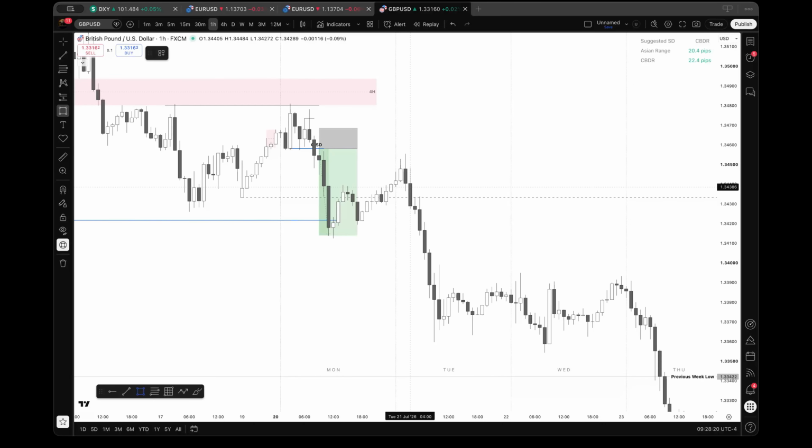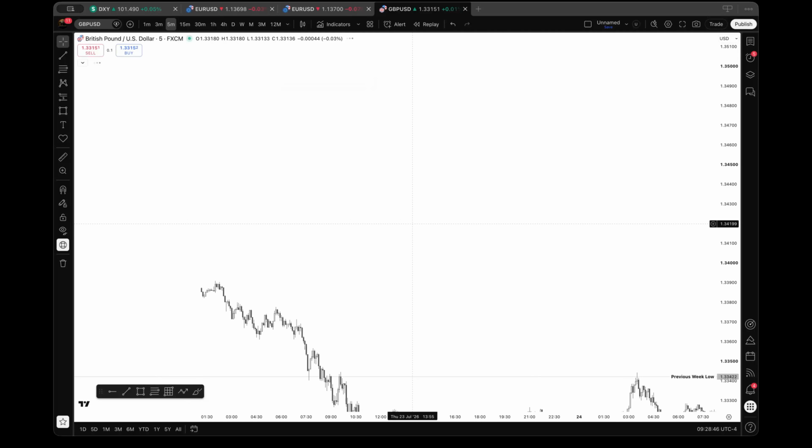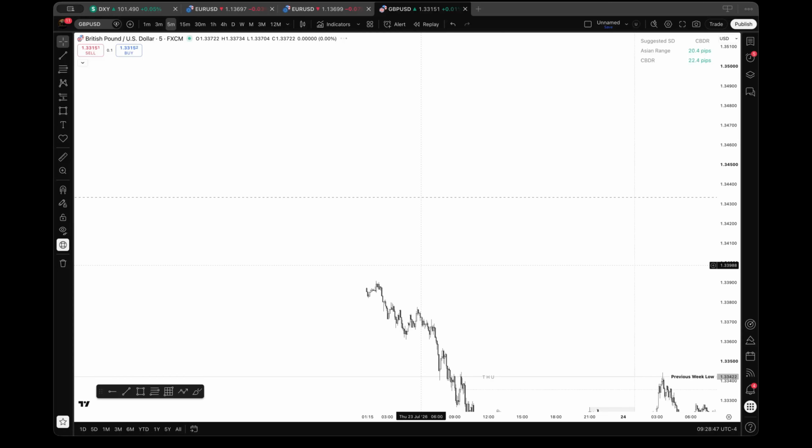So we have Asia in and around this area here, which is from 8 p.m. Eastern Standard Time to 12 p.m. Eastern Standard Time. So that's your accumulation. We get a manipulation of those highs here. Once we get the manipulation, what do we do? We drop down onto the lower time frame to get on side with the order flow. So because we use the hourly, we're going to drop down onto the 5-minute time frame.